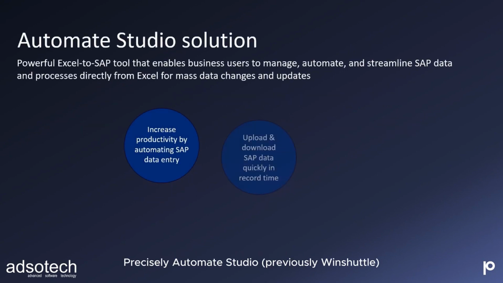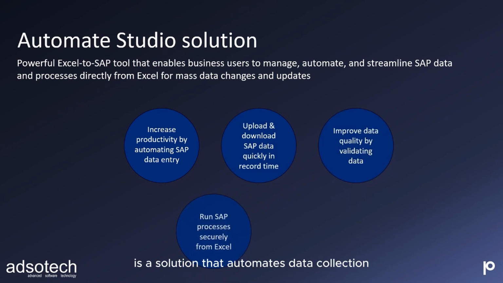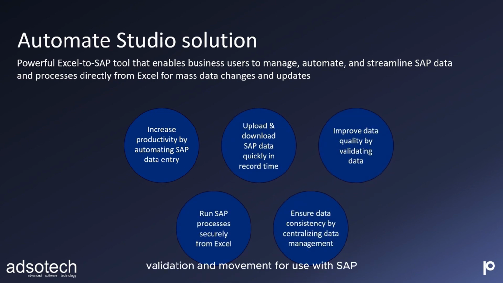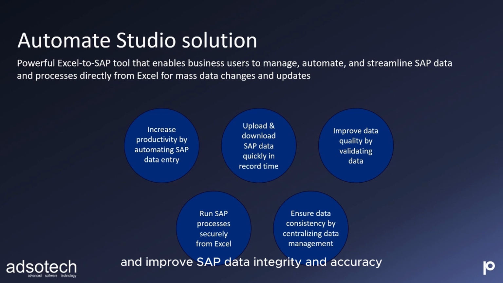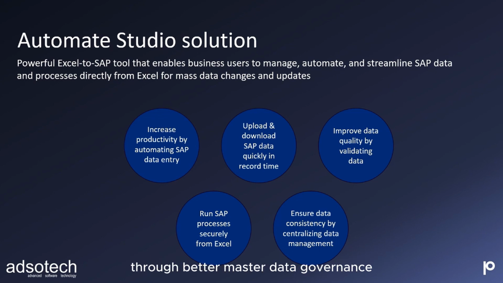Precisely Automate Studio, previously Winshuttle, is a solution that automates data collection, validation, and movement for use with SAP, saving significant time and money and increasing process efficiency. Automate Studio enables business users to interact with SAP from familiar interfaces like Microsoft Excel or web-based forms. By automating business processes, Automate Studio allows business users to become more efficient in SAP data management tasks and improve SAP data integrity and accuracy through better master data governance.